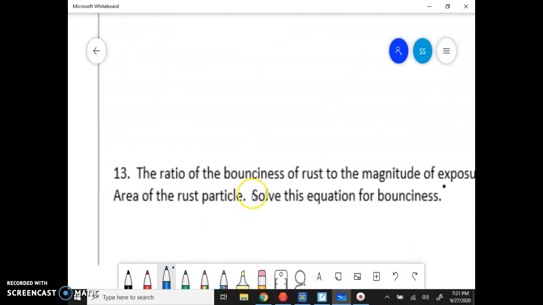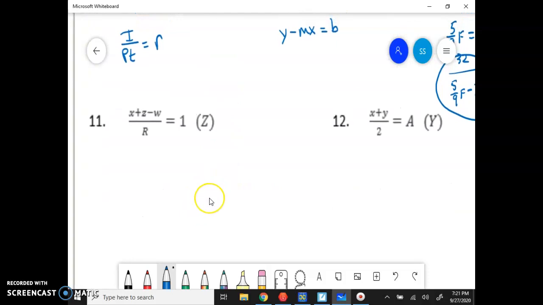Number 11. All right, so we want to get that r out of the denominator. Anytime you have something in the denominator that you want to get rid of, you just have to multiply by that. So we're going to multiply by r, cancel it out. If I do it to one side, I've got to do it to the other side. So I'm going to multiply by r here. And now I'm left with x plus z minus w is equal to 1 times r. So we can just put r there.